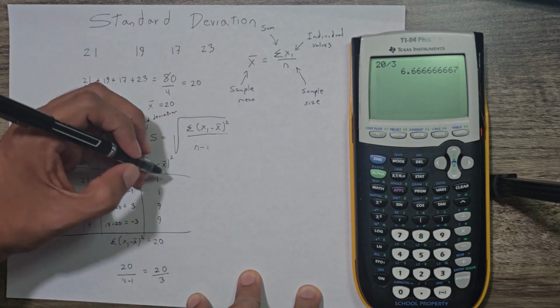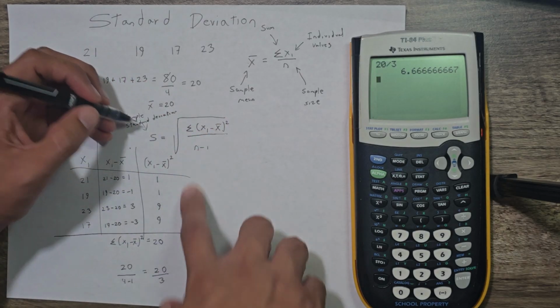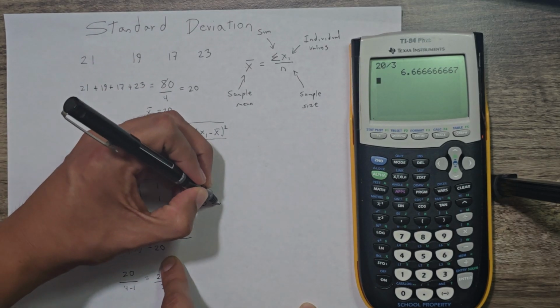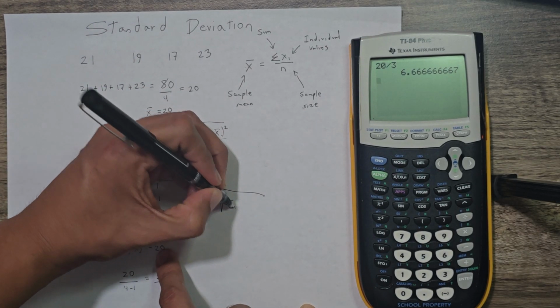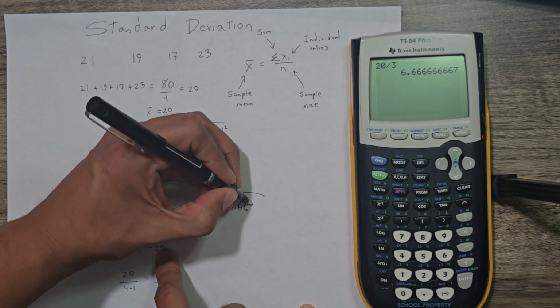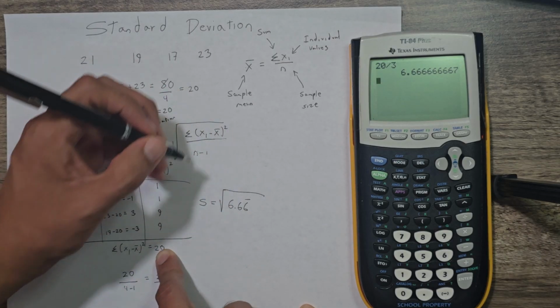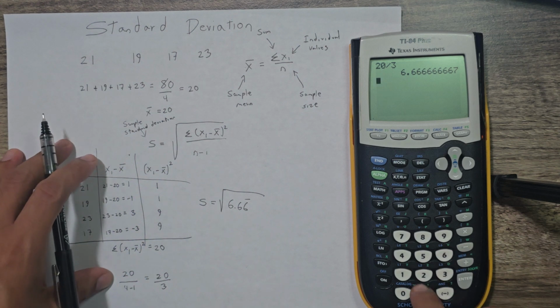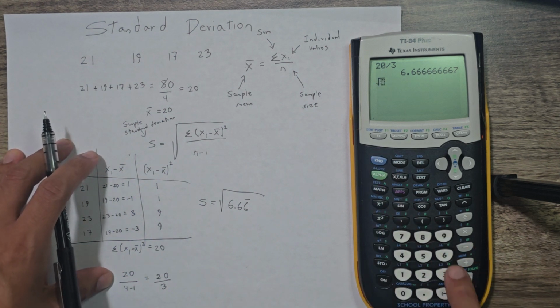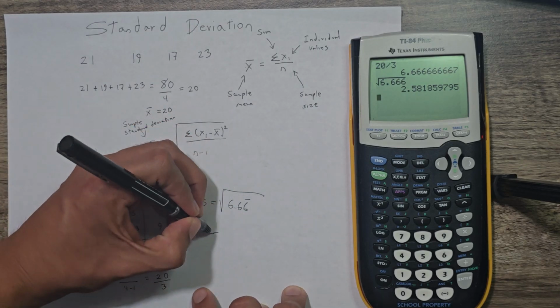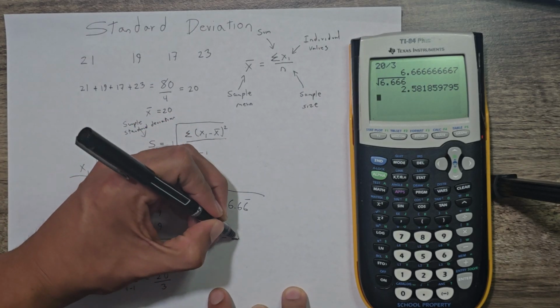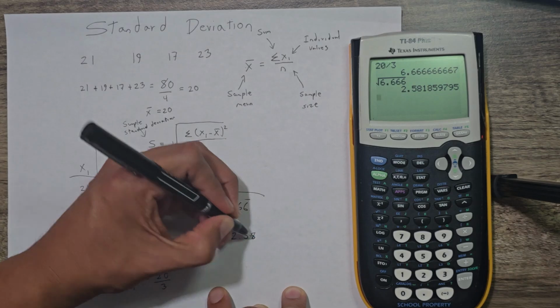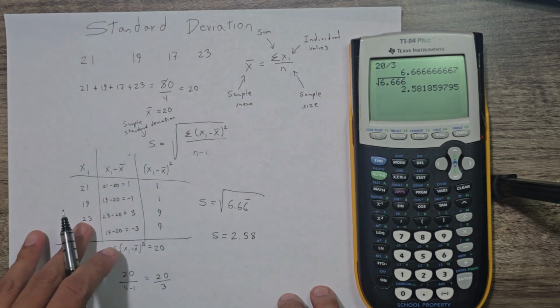So we're going to go ahead and say that our standard deviation is going to be equal to the square root of whatever 6.667 repeating is. And so if I do that really quickly on my calculator, we'll see that our standard deviation for this data is 2.58. Okay, that is if you're solving it by hand.